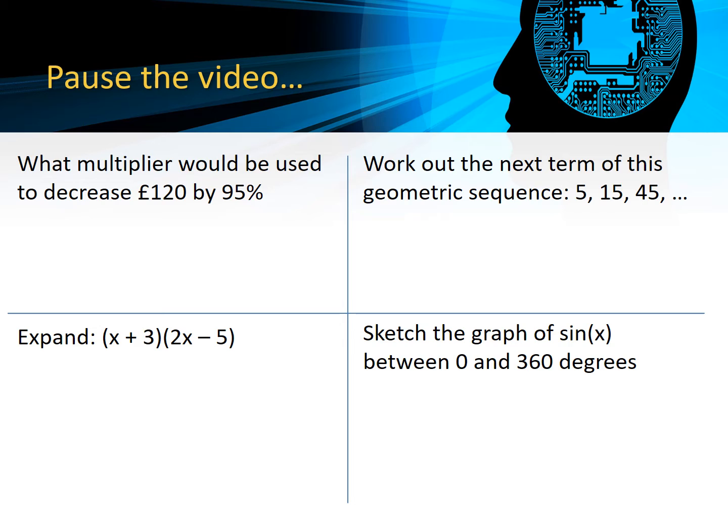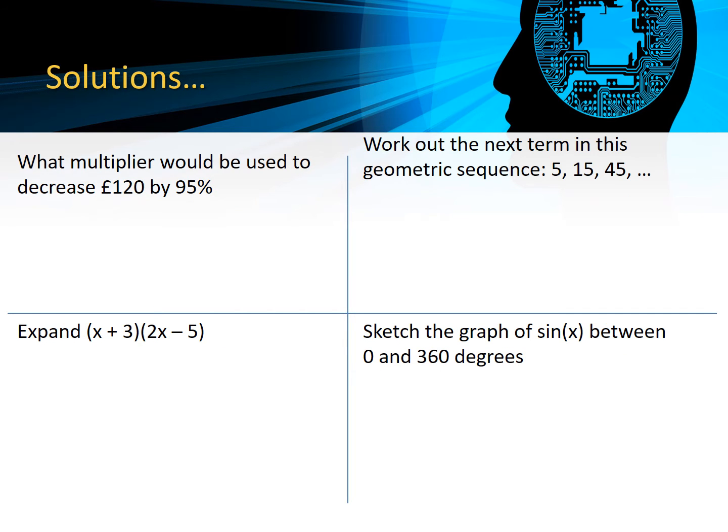Here we go. So multiplier, we've got a geometric sequence this time, expanding a couple of brackets and sketching a graph. Sketching the graph of sine x this time between 0 and 360. This will tie nicely in with the work that we're currently doing on more trigonometry. So pause the video, give it a go. And here we have the solution.